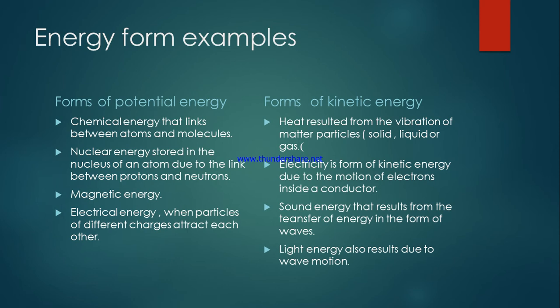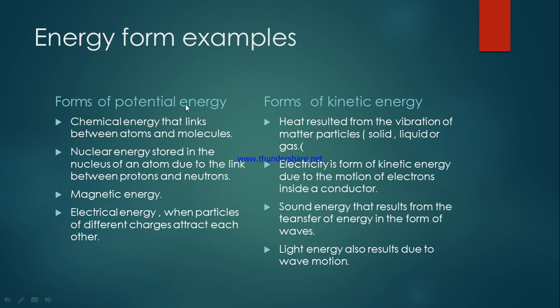Energy form examples for the potential energy and the kinetic energy, and this is very important, by the way. The forms of potential energy in here, like the chemical energy that links between the atoms and molecules, as we discussed recently. The nuclear energy stored in the nucleus of an atom due to the link between the protons and the neutrons. Third one is the magnetic energy.